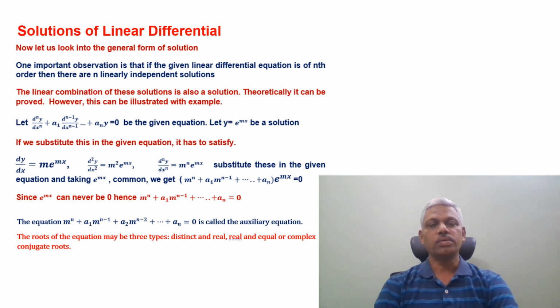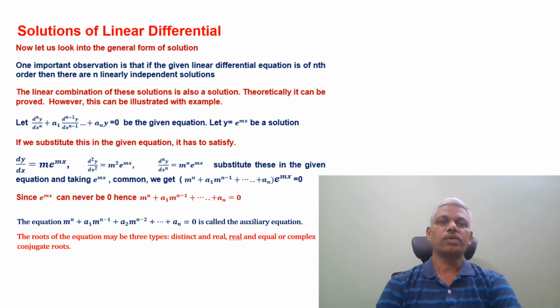The general form is given by the nth derivative of y plus a1 times the (n minus 1)th derivative of y, and so on, plus an y is equal to 0, which is the homogeneous linear differential equation with constant coefficients. If y is equal to e power mx is a solution, then it has to satisfy the given equation. So by calculating the derivatives and substitution, we can observe that m power n plus a1 m power n minus 1, and so on, plus an, into e power mx is equal to 0. Since e power mx can never be 0, the auxiliary equation has to be satisfied. That is, m power n plus a1 into m power n minus 1, and so on, plus an is equal to 0.